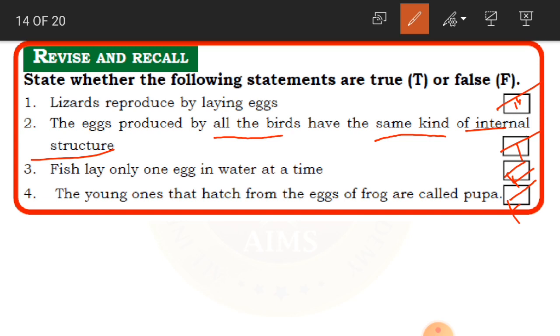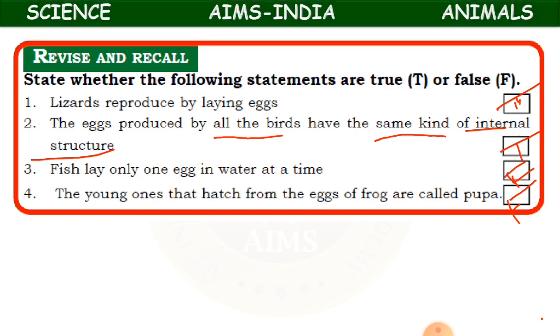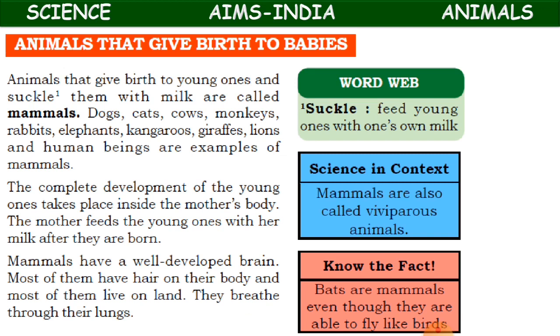Clear, children? I hope you have understood about birds, insects and all. Now we'll see about the remaining animals: animals that give birth to babies. Until now what we have learnt is which animals lay eggs and produce the young ones. Now, we have already said that some animals directly give birth to babies. How do they give birth? We are going to learn now.